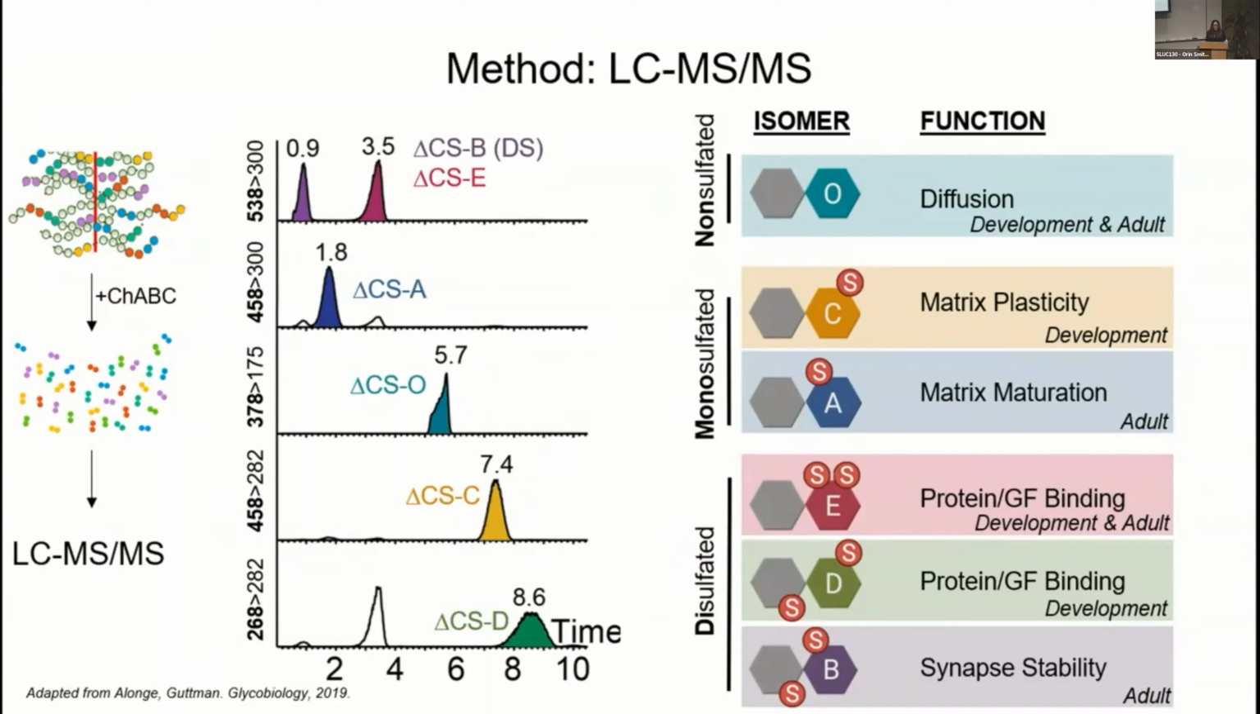And from this chromatogram, you can see that each of our 6 chondroitin and dermatan sulfate isomers can separate both on time and their assigned channel, which allows us to look at sulfation patterns in biological tissues.